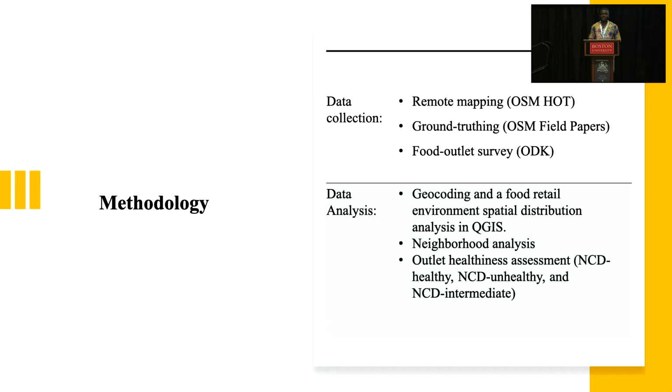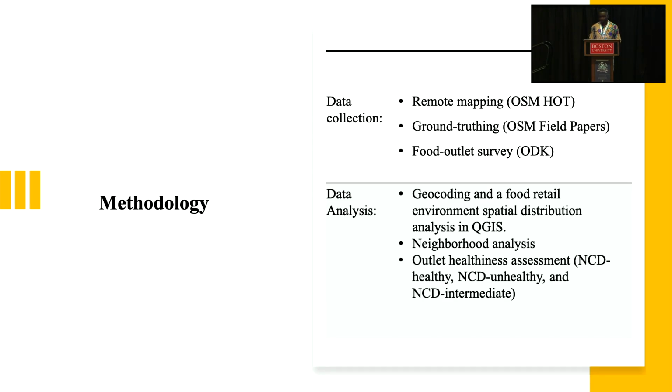In it we mapped out the various food vendors on campus and also took some information about the food outlet, whether it is a traditional sit-down restaurant, whether it's a food court, whether they sell fruit, and which kind of food they sell. After that, we analyzed the data, for which we used geocoding and food retail environment spatial distribution analysis in QGIS. We also did neighborhood analysis.